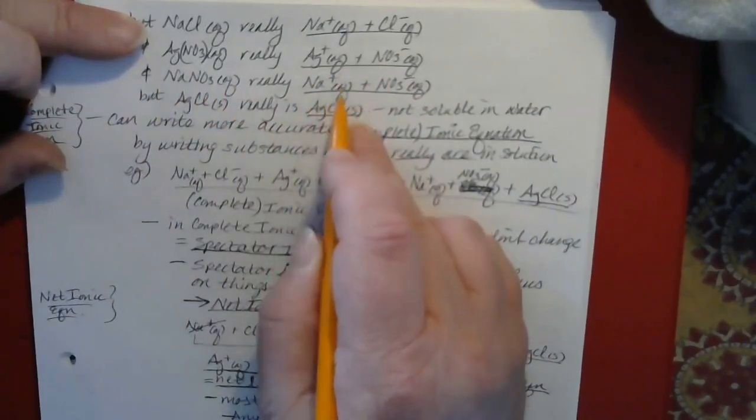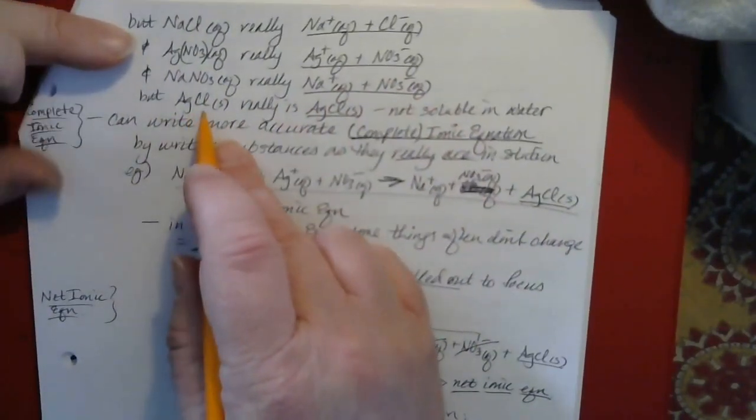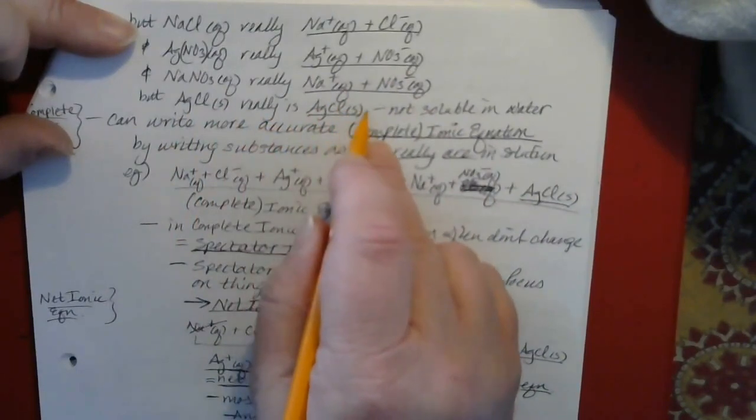And so that's the way silver nitrate is really present in water. Sodium nitrate is also ionic and soluble in water, so that will really be present as Na+ ions and NO3- ions. But the AgCl, silver chloride, is not soluble in water, so it really is present as intact AgCl molecules. And we write that as AgCl solid.